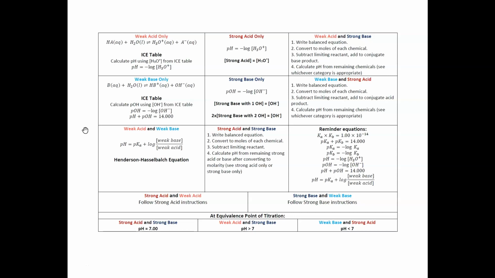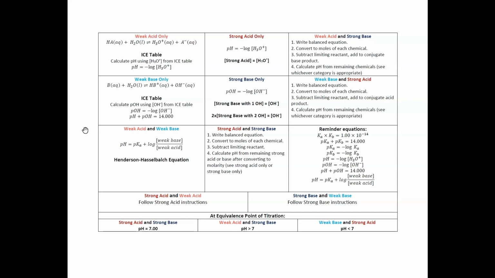Five of the boxes on this we've already talked about. So the box that says weak acid only, we learned that in Chapter 16. That's to do an ice table from the HA equation. Weak bases only, that's also from Chapter 16. It's to do an ice table from the B plus water equation. Weak acid and weak base, we learned that at the beginning of Chapter 17. That was if we have a weak acid and a weak base mixed together, that's a buffer. And we can use the Henderson-Hasselbalch equation following the equation that's given there.